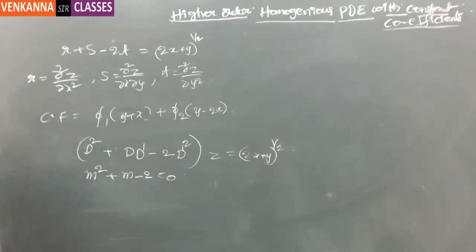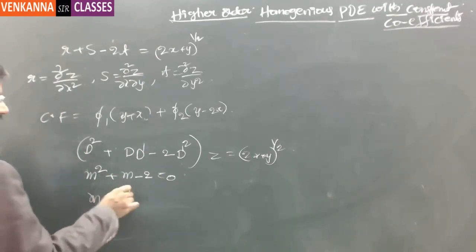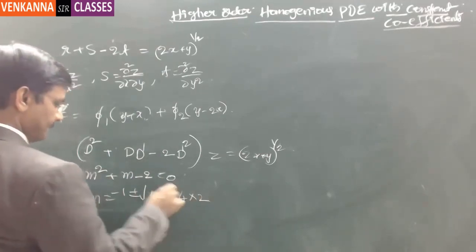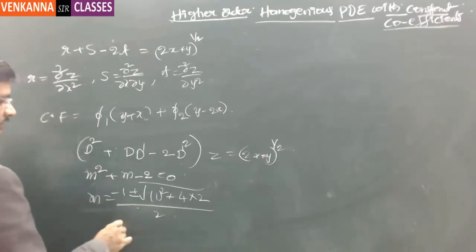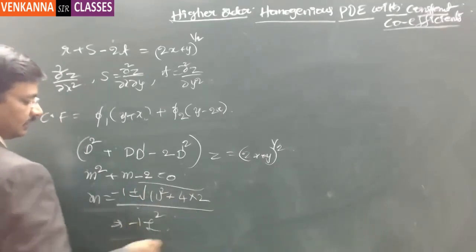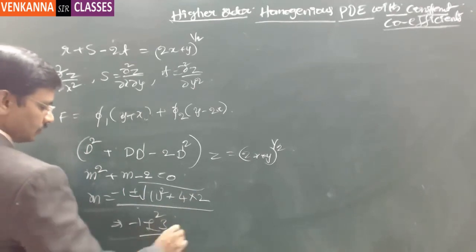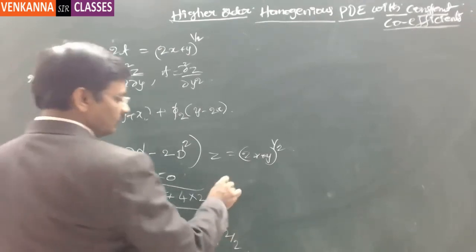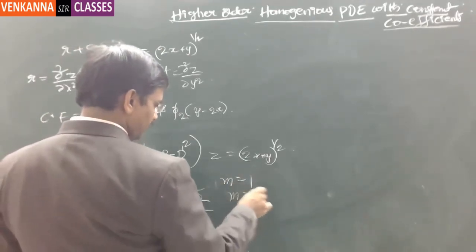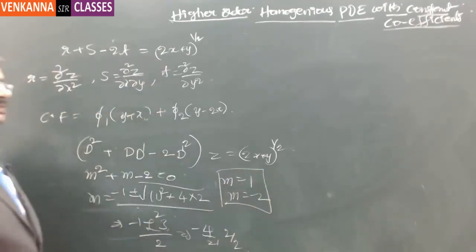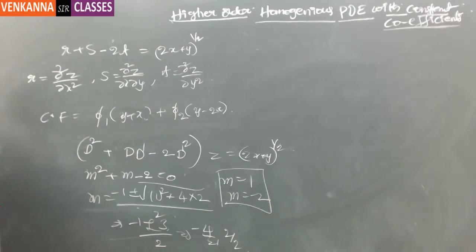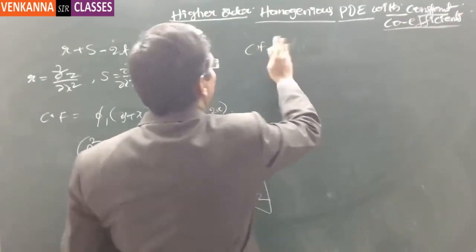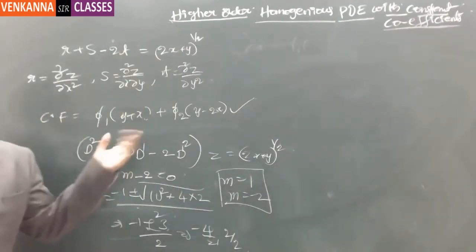So the solutions for this: m is equal to minus b plus or minus square root of b squared minus 4ac, divided by 2a. So this is minus 1 plus or minus, so 1 plus 8 is 9, the root of 9 is 3, divided by 2. So this is minus 4 by 2 and 2 by 2. So the m values are coming out to be m equal to plus 1 and m equal to minus 2. So these are the two different auxiliary equation solutions. So obviously the complementary function will be phi 1 of y plus x plus phi 2 of y minus 2x. I think Deepak already gave this. So this is the complementary function.